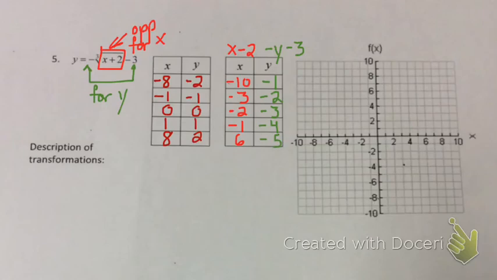And then I just plot those points. So negative 10, negative 1. And then negative 3, negative 2. And then negative 2, negative 3. And negative 1, negative 4. And 6, negative 5. And then when I connect my dots, my graph should look like this.